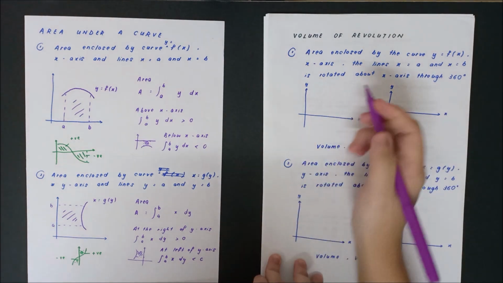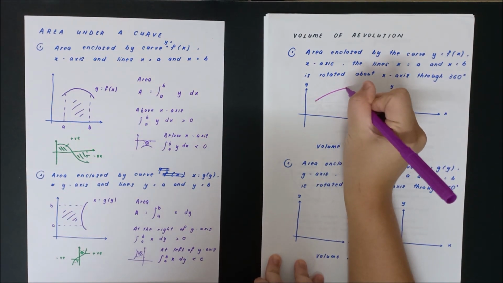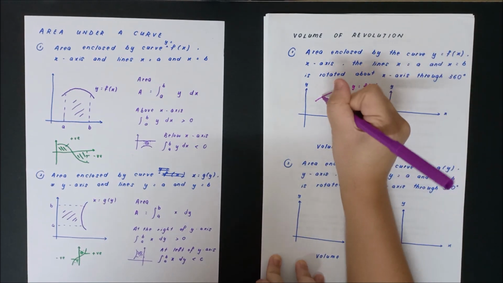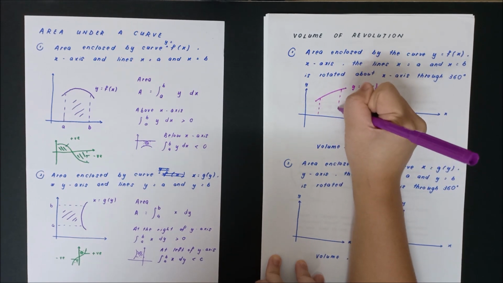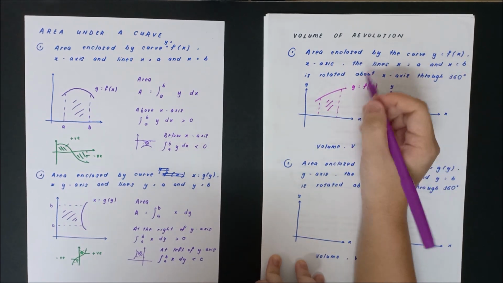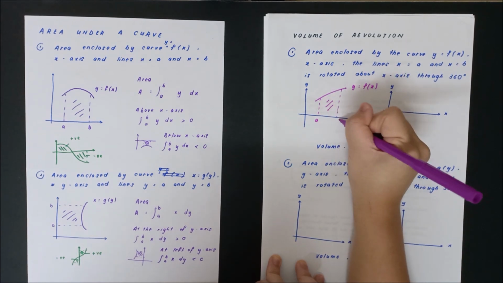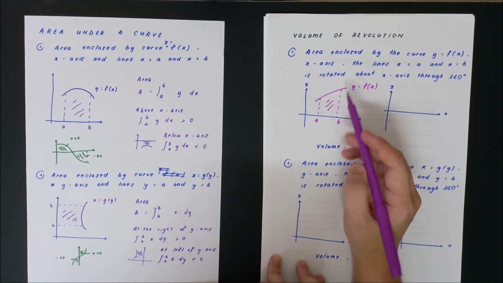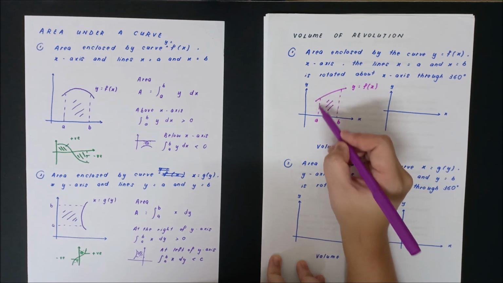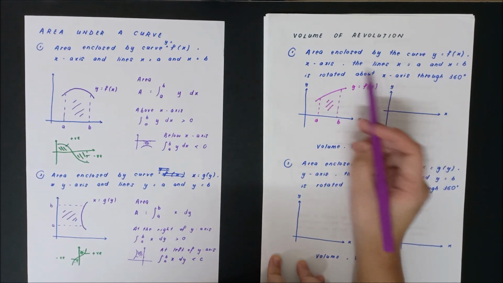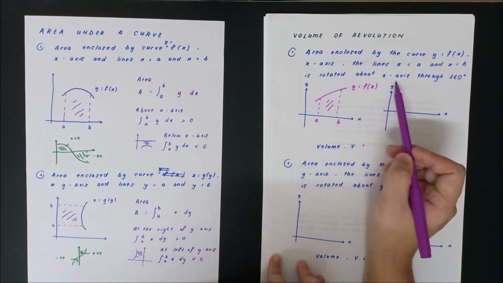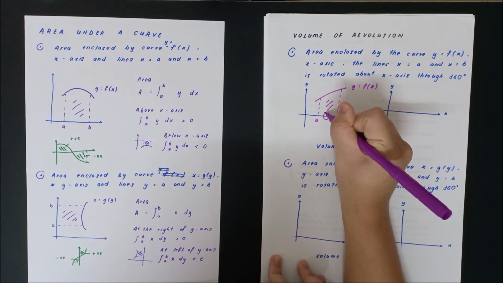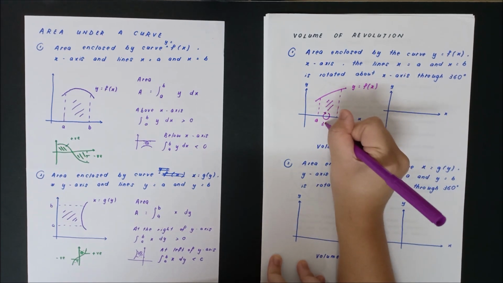Okay, I'll try to draw. For example, we have this line, which is y equals f(x). Then this will be our shaded region here, between a and b, x equals a, x equals b. This is the area enclosed by the curve, the x-axis, the line x equals a and the line x equals b. This area is going to be rotated about the x-axis through 360 degrees.